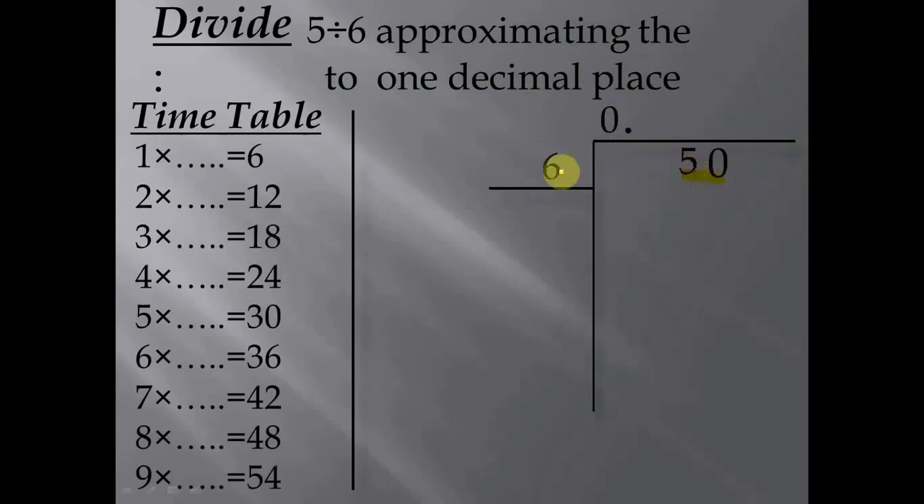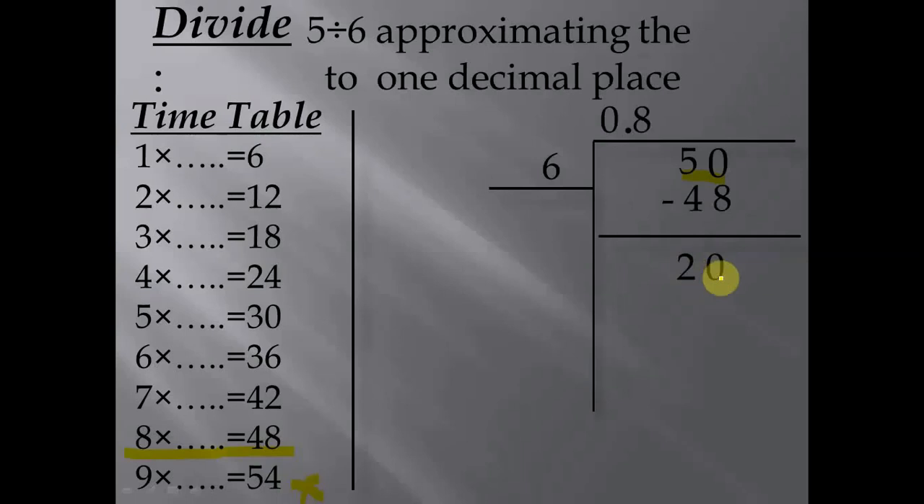50 divided by 6 possible. Search for 50, not found. Search for a number bigger than 50: 54. Cancel this and take the above multiply. 8, write it up. Second number, write it under the dividend and subtract. The remainder is 2. Remainder 2, we can add 0.